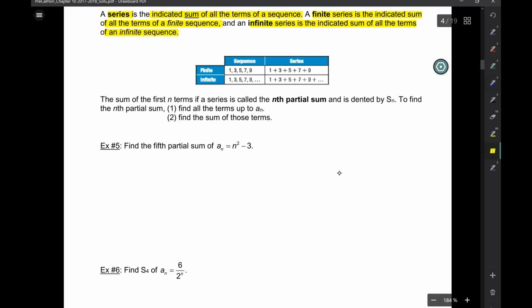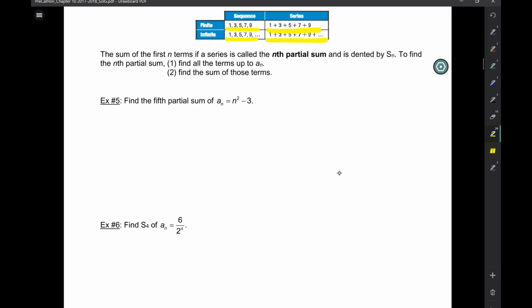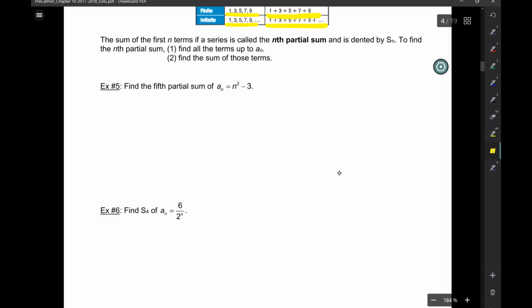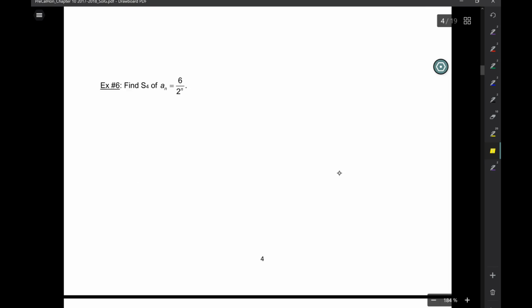So take a look here. This is a finite sequence, and if you add them up, that's a finite series, and you know exactly what value you get there. What about this one? Infinite sequence. This is an infinite series. So what would the sum of that be? Okay, so how do you take the sum of the first n terms of a sequence?